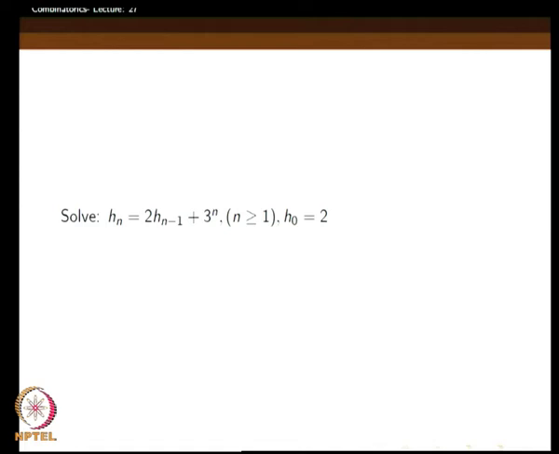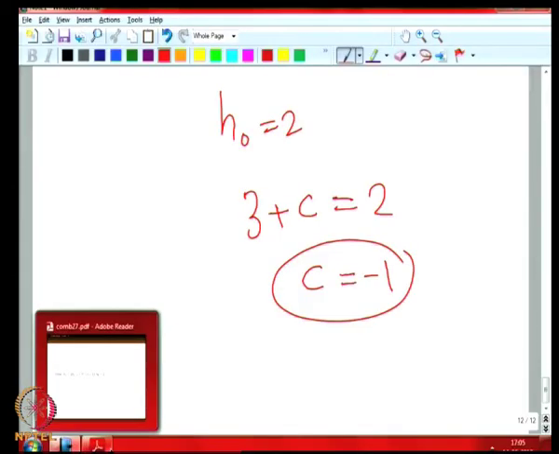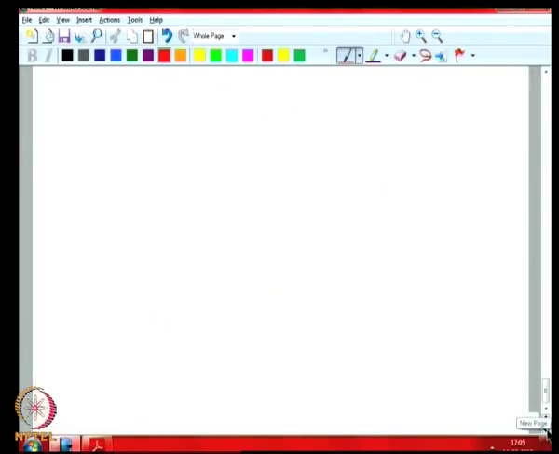Now, we will try one more example. Let hn equal to 2 into hn minus 1 plus 3 raised to n. This is a slightly different example to show that this may not always easily work.